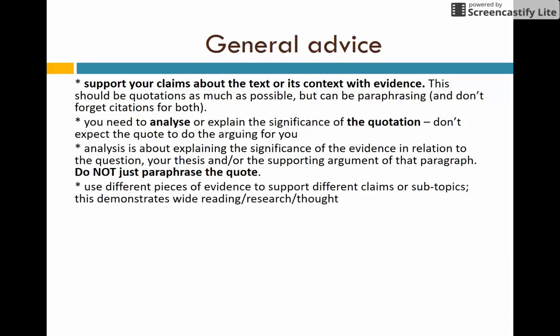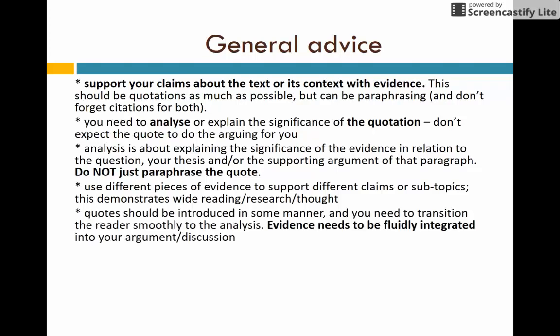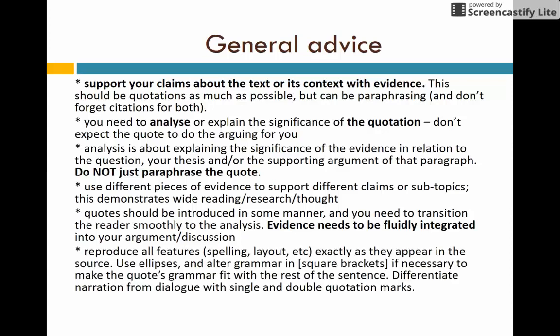You should use different pieces of evidence to support different claims or subtopics. Don't use the same pieces of evidence in different body paragraphs. This is to help you demonstrate wide reading, wide research, that you understand and have thought about the text in different ways. Quotations should be introduced in some manner, and then you need to transition the reader smoothly to the analysis. Okay, you should always try to fluidly integrate your evidence. So it's nicer to read, it's easier to read, and it's easier for the reader to follow your argument.